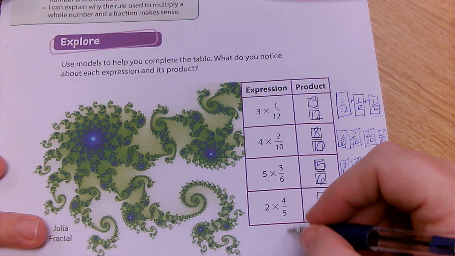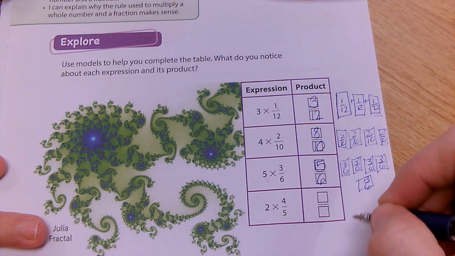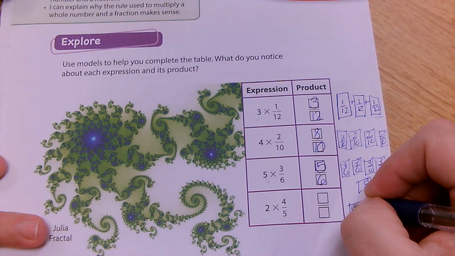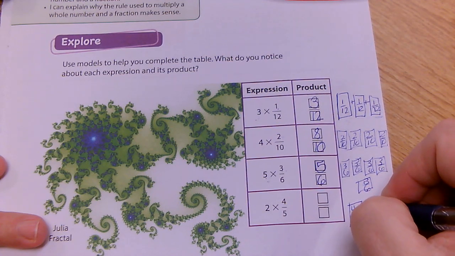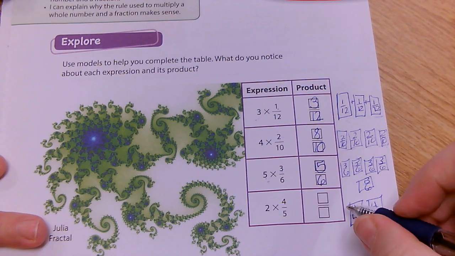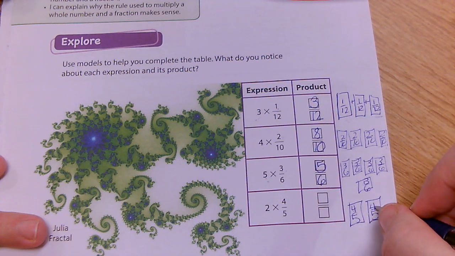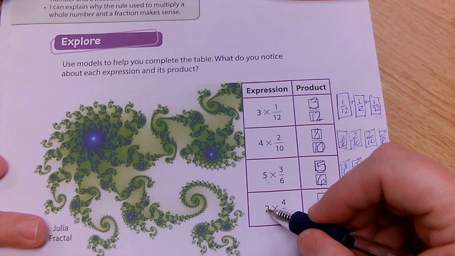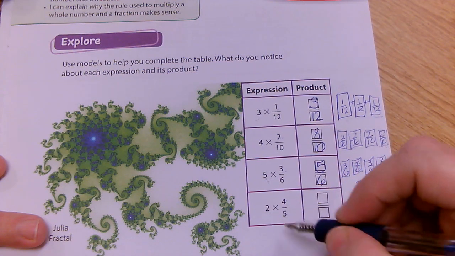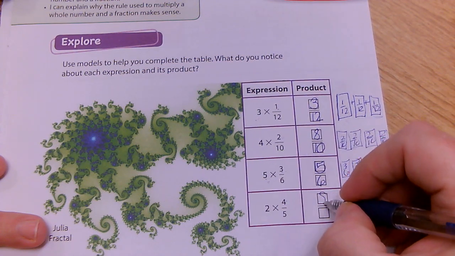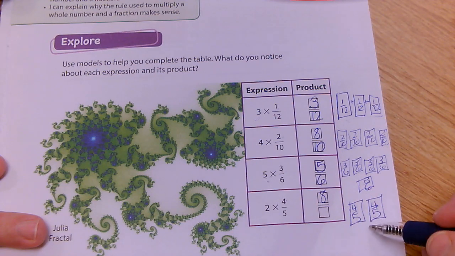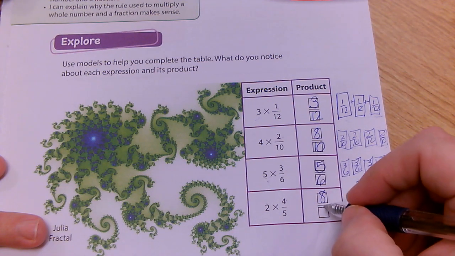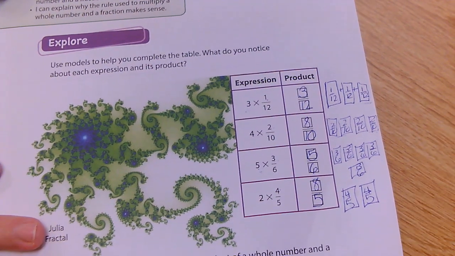All right, my next one is 2 times 4/5. I'm going to draw 2 shapes. Each one of those is 4/5. So I know I'm saying 4 plus 4. 4 plus 4 is 8, but it's the same thing as saying 2 times 4. 2 times 4 is 8. And did my denominator ever change? Nope, my denominator stayed the same, so it's going to stay the same here. I'm going to put a 5.